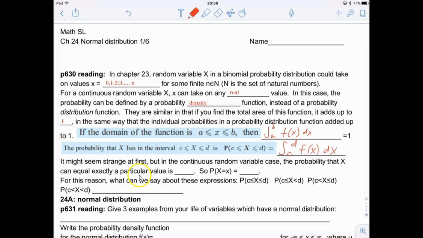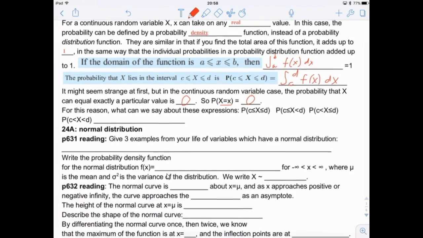It might seem strange at first, but in the continuous random variable case, the probability that x can equal a particular value is 0. So the probability that random variable x is equal to a certain value is 0. For this reason, what can we say about these expressions? The probability that c is less than or equal to x less than or equal to d, c is less than or equal to x less than d, c is less than x less than or equal to d, c is less than x less than d.